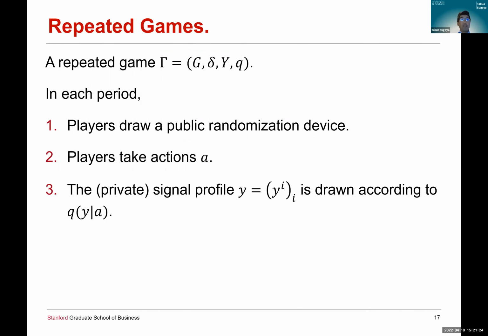And then in each period, players draw a public randomization device. We don't use this for the lower bound, only for the upper bound, so this is sort of without loss. The players take actions, and then the private signal profile is drawn according to the distribution. And we just repeat this game infinitely many times. Okay, a very standard repeated game.